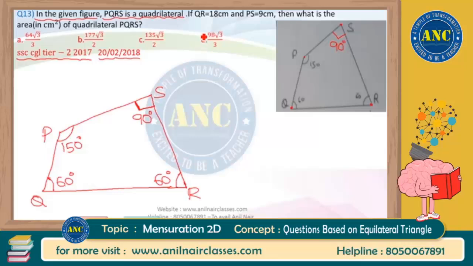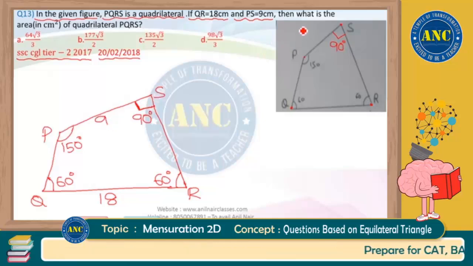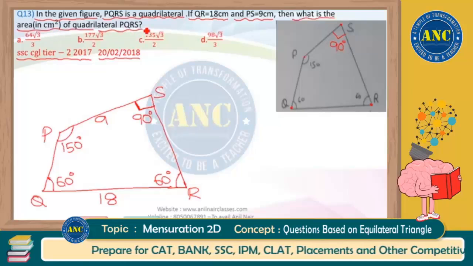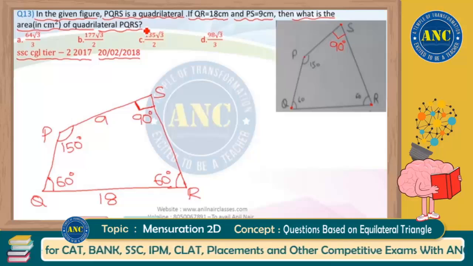Let us read the next statement. If QR is 18 centimeter, okay, QR is 18, and PS is 9 centimeter, PS is given as 9 centimeter, beautiful. What is the area of quadrilateral PQRS? What is the area of quadrilateral PQRS?